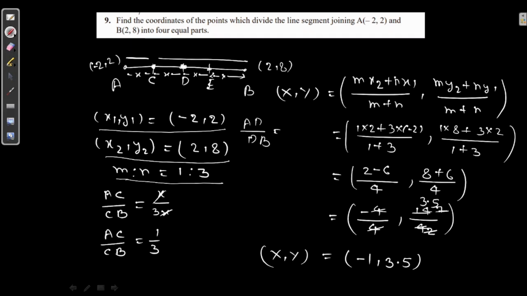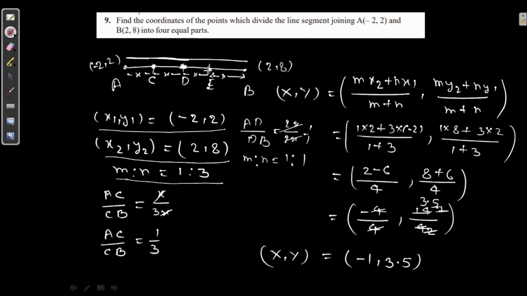Look, what is AD from point A to D? It will be x plus x, 2x. For DB, it will be 2x. Cancel karo, 1 by 1 आएगा. So now the ratio m is to n, you will take 1:1. You will put the values and you will get your desired answer.